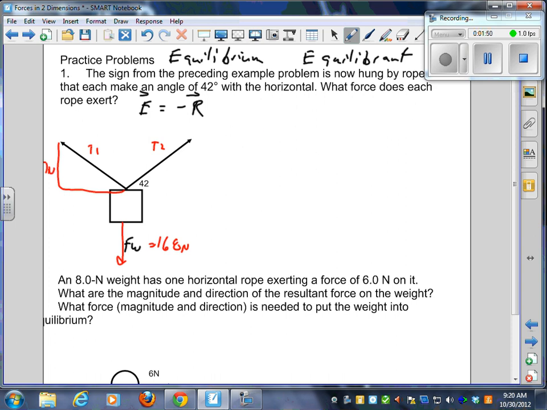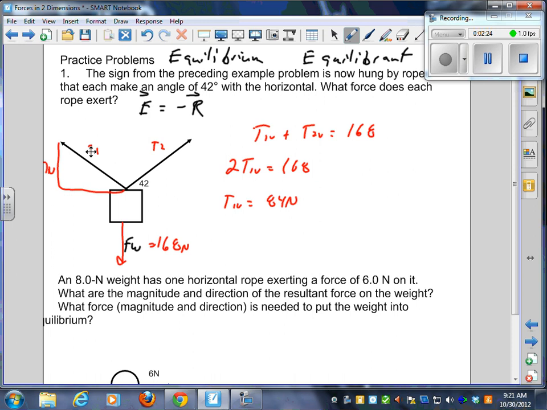So really what I want to write is T1V plus, now T2V is going to be exactly the same, so I'm going to say T1V plus T2V is 168. 2T1V, because there's two of them, because they're the same, is 168. So the vertical component is 84 newtons, right? So I get 84 newtons of vertical force. I need to find the tension in the ropes.